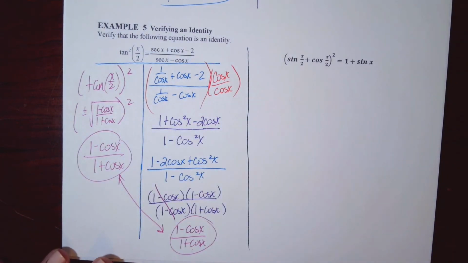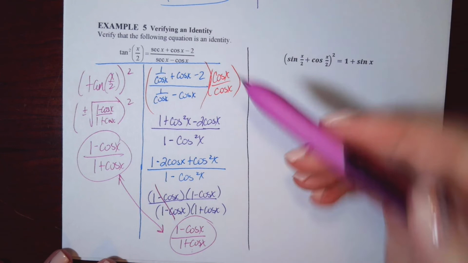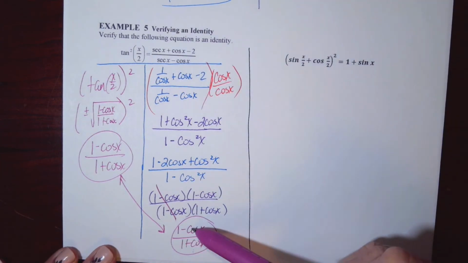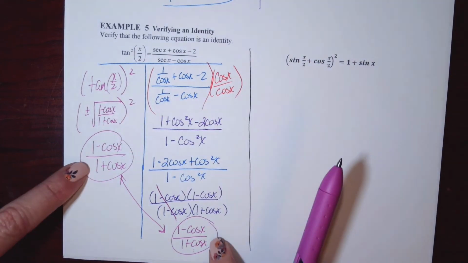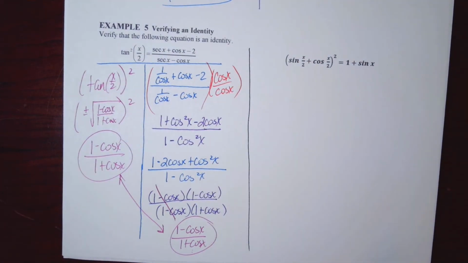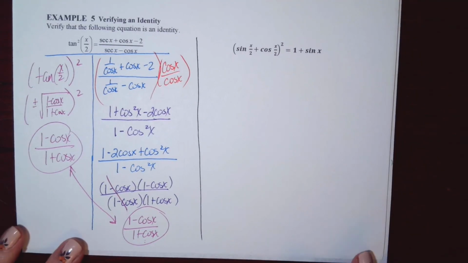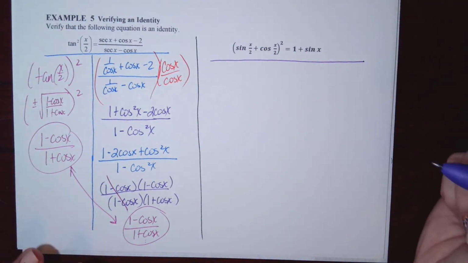So notice I did not work back and forth. I worked down the right side to simplify, and then I went back to the left. I said, oh, I know what to do with this now. And I worked to get to a common point on both sides. All right, one more identity that we're going to focus on, and then we're done with chapter 5.